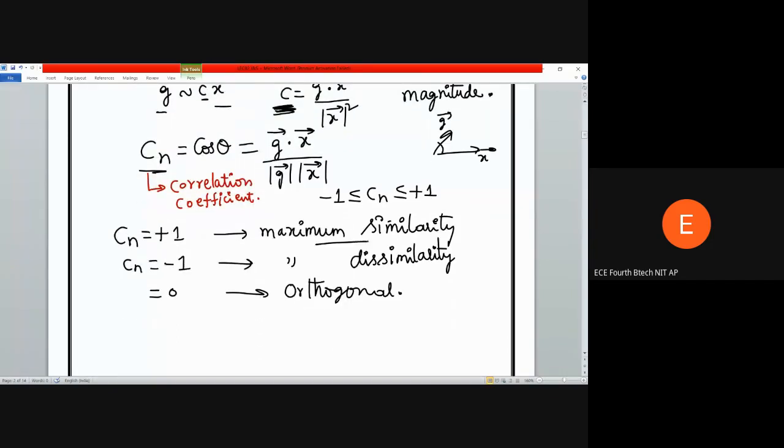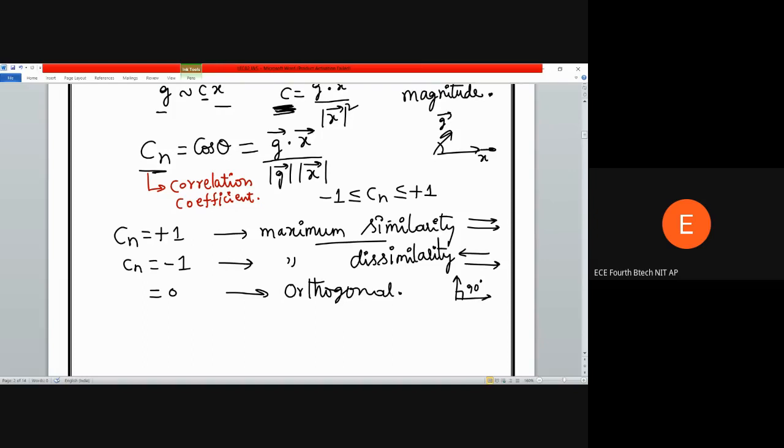The maximum similarity indicates that these two are in the same direction. Both vector x bar and g bar are in the same direction. Maximum dissimilarity means one vector is in this direction, another completely opposite to each other. And orthogonality means you will have the perpendicular region. The angle will be 90 degrees.